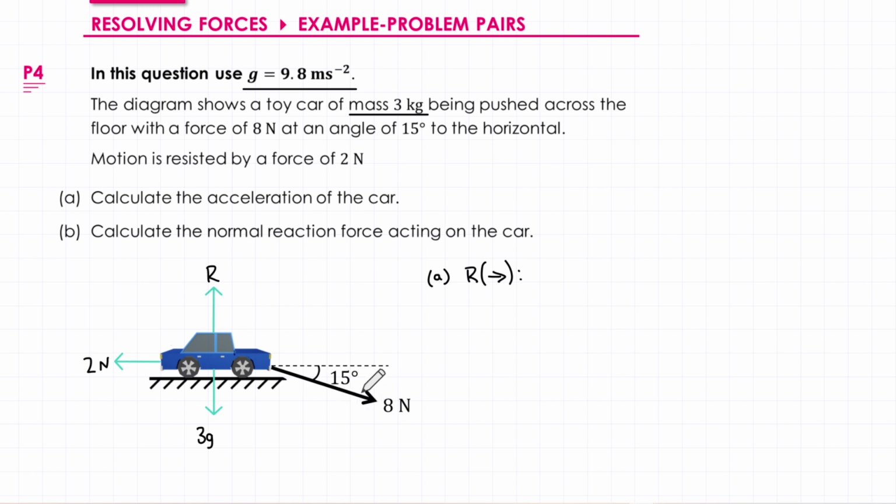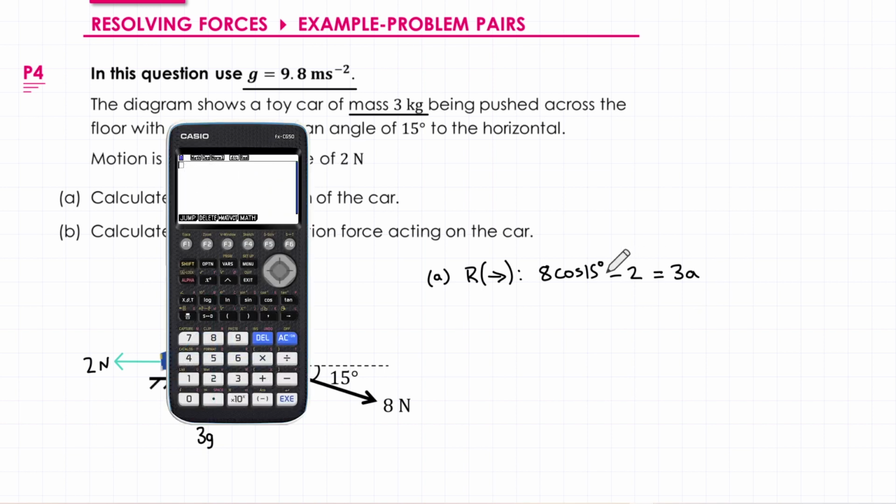We've got a component of the 8 Newton force to the right, that's 8 cos 15. We've got a resistance force of 2 newtons. And mass times acceleration is 3a. From here we can put this into our calculator and then divide by 3, which gives us 1.9 to 2 significant figures.